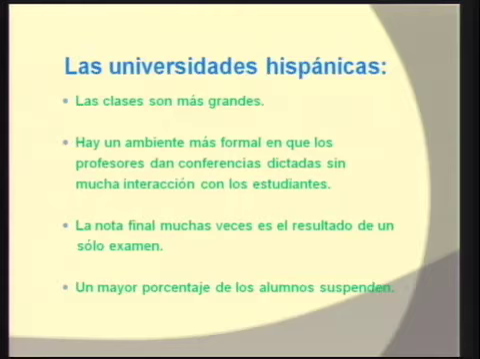Vale, ahora vamos a hablar un poquito sobre las diferencias entre las universidades hispanas y las universidades norteamericanas. Now we're going to talk a little bit about the differences between Hispanic universities and North American universities. La primera diferencia es que las clases son muy grandes en las universidades hispanas. Normalmente pueden tener entre 50 y 200 personas. Normally they can have between 50 and 200 people even. In general, I know we have some classes that are large like that, but in general they're a bit larger.